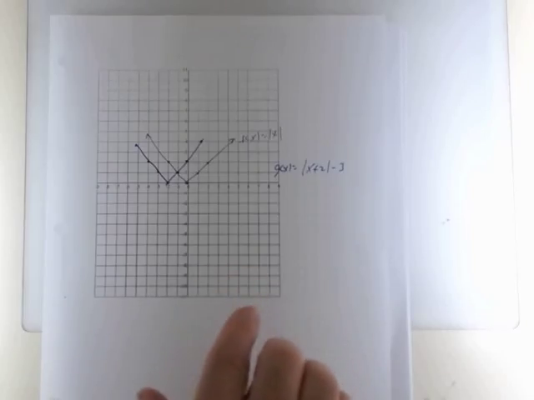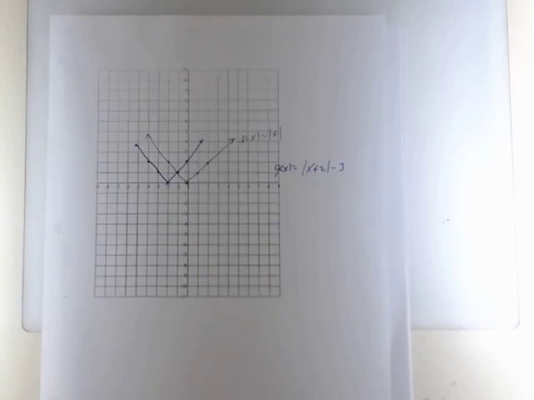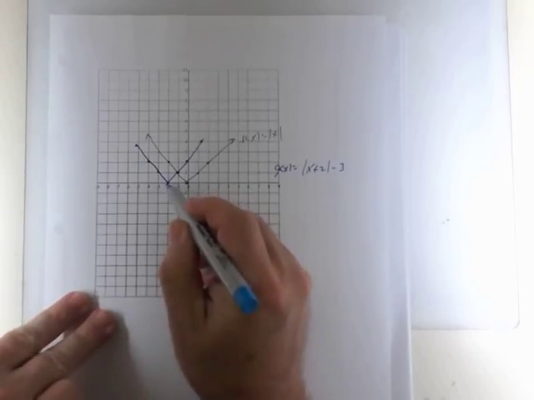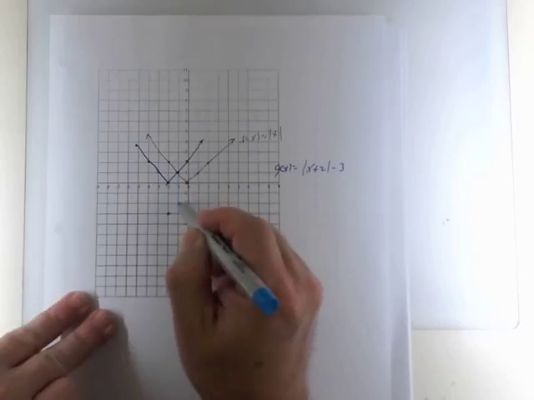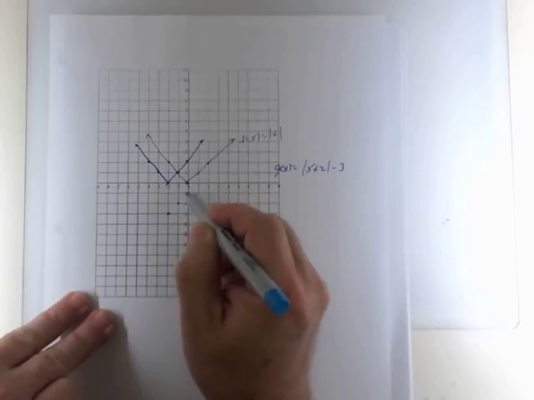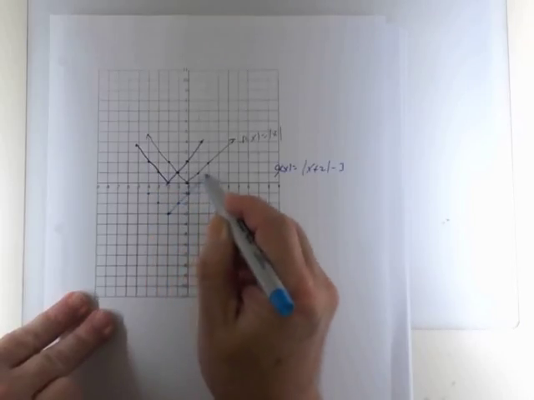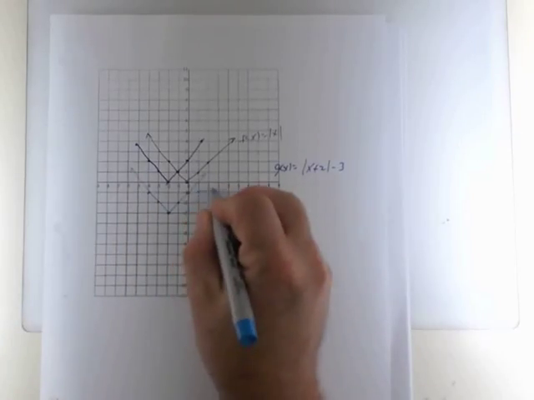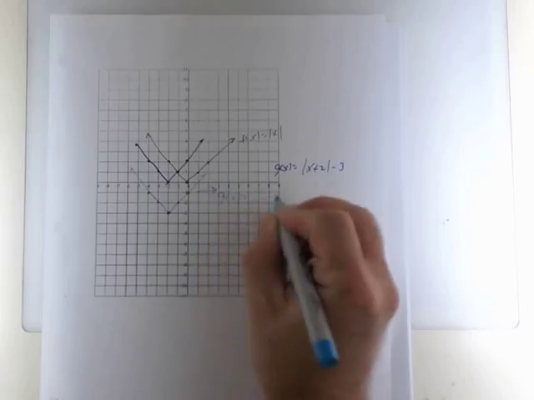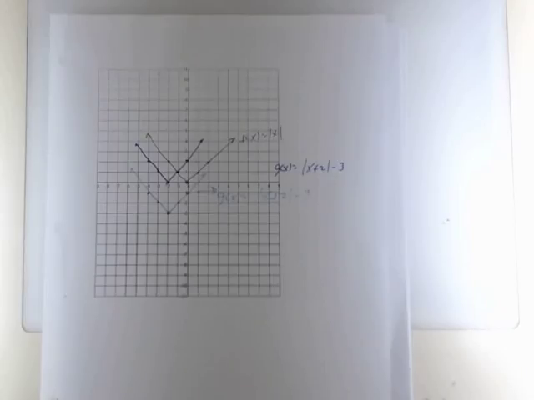And then the next thing you do is what? Down 3. So let's use this color. Down 3. 1, 2, 3, for each point. And that's it. That's all you do. And then label this one. So this is going to be g of x, which equals this. It's not that bad, guys. It's fairly easy.